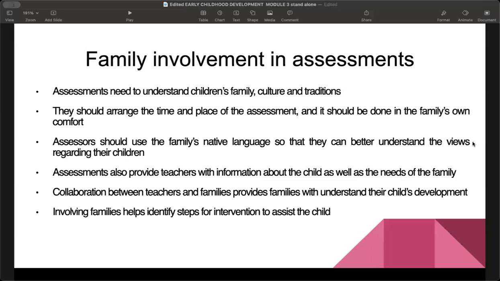Assessors should use the family's native language so that they can better understand the views regarding the children. So we're not saying that you must become proficient in all 11 official languages in South Africa, but there are keywords that many of us are privileged to, that we can learn from those around us to understand or to make the child understand, especially children who are coming from a background where the mother tongue in their home is different from what is being taught in the ECD setting.